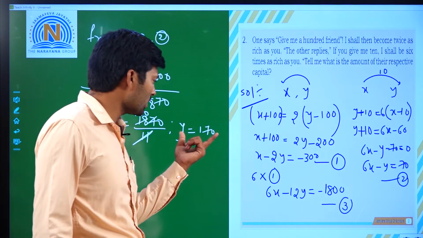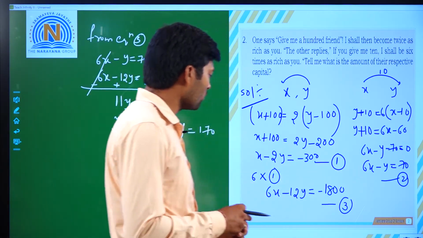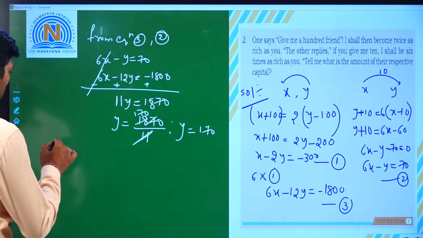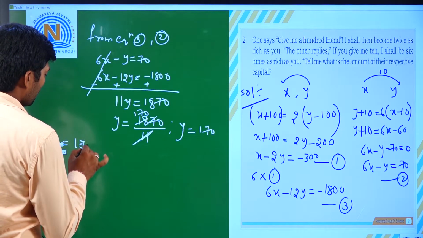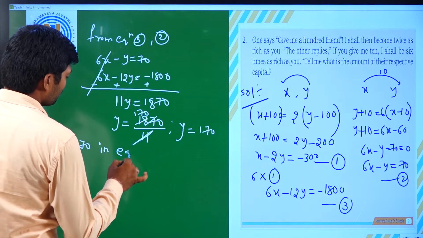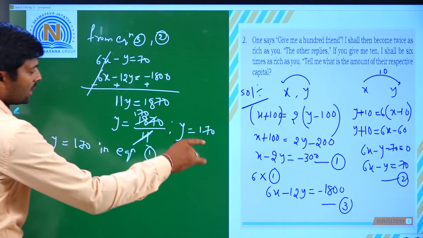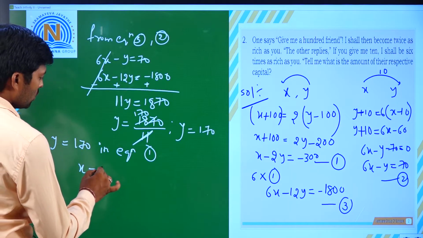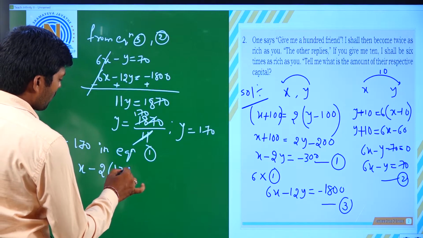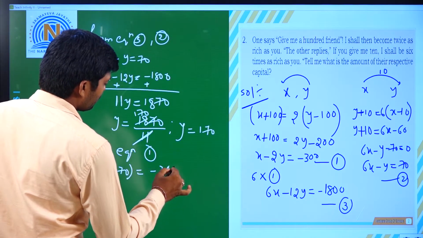Substitute Y is equal to 170 in any one of the equations 1 or 2. Let us substitute Y is equal to 170 in equation 1. In equation 1, that is X minus 2 into 170 is equal to minus 300.